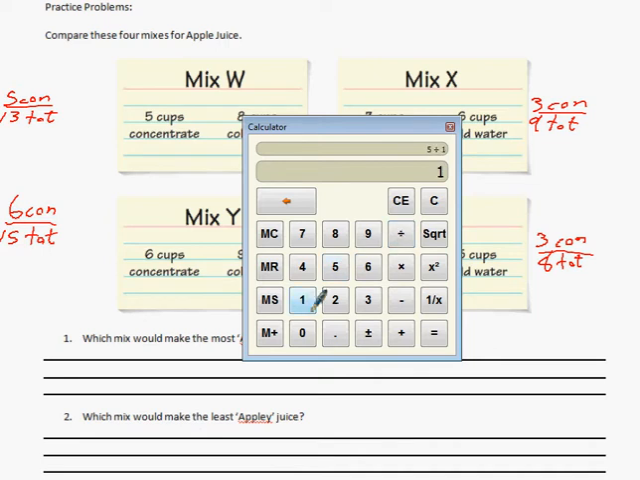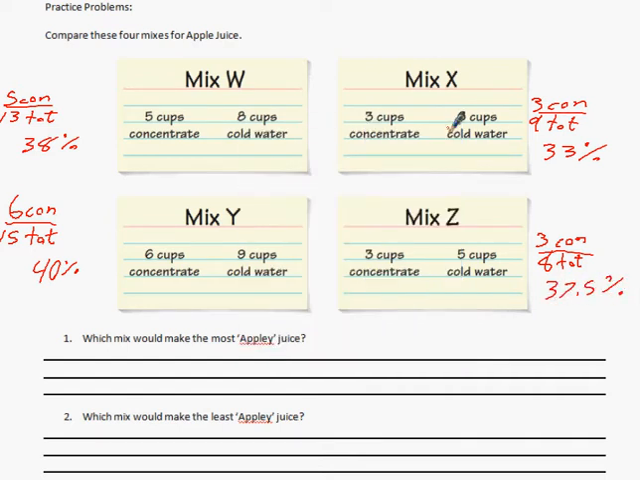5 divided by 13, 38%. 3 divided by 9, 33%. 6 divided by 15, 40%. And lastly, 3 divided by 8, 37.5%. Which mix would make the most apple juice? Well, that's mix Y because it has 40%.